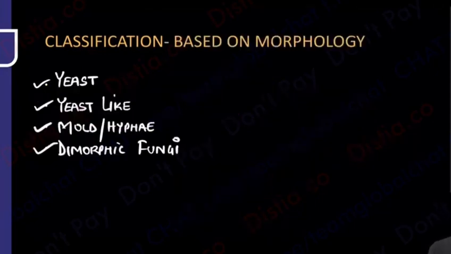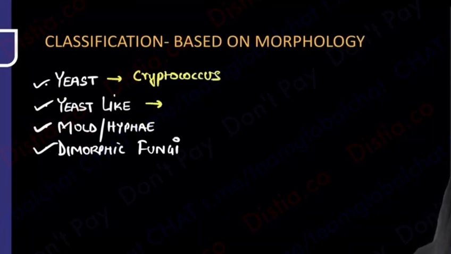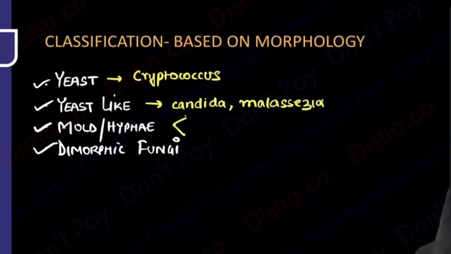We have yeast, then we have yeast-like, then we have mold, and then we have dimorphic. Want to do a very quick recap? Yeast is going to have the very famous Cryptococcus for all of us. Yeast-like is going to have the two very famous ones, that is Candida and Malassezia. Then we have mold, that is going to be the hyphae form, which can be of two types. Either it is not going to have septa, which is going to have the hero of the story, that is Mucor, the zygomycetes, or it is going to be septate.